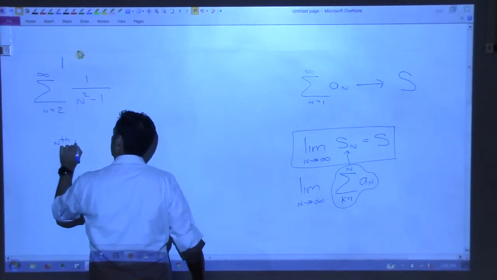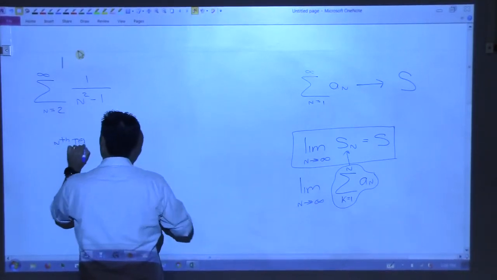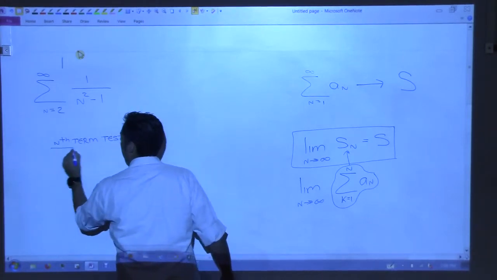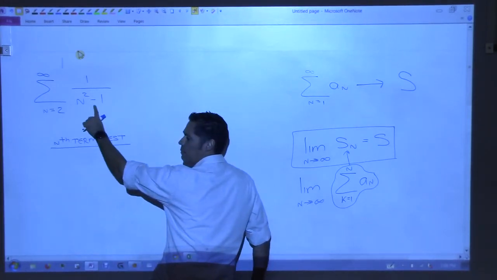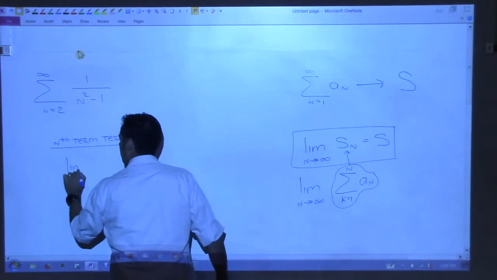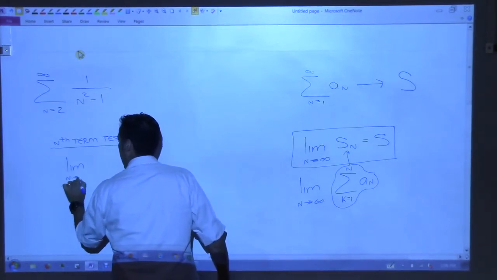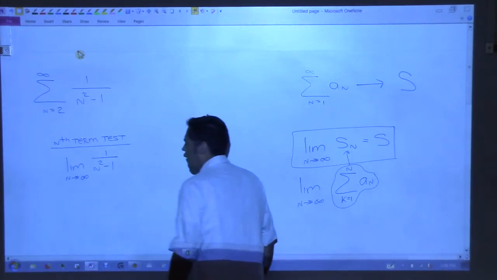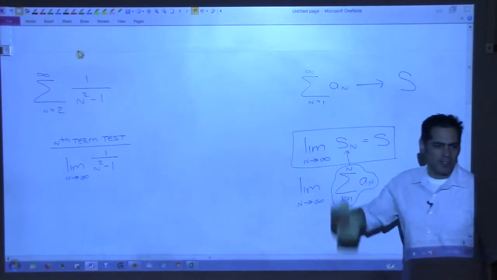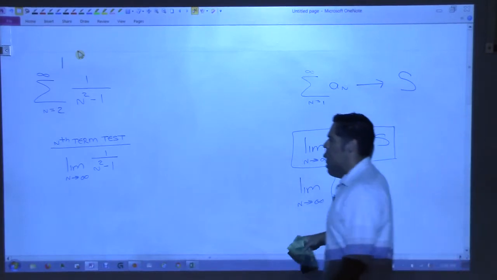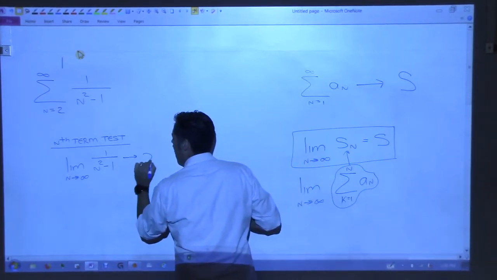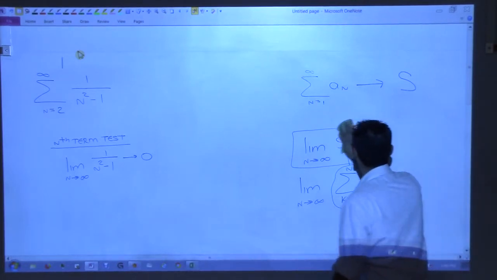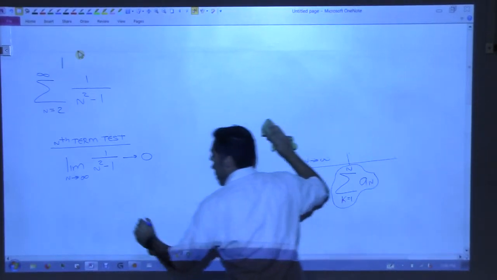Nth term test says we need to look at the sequence. The sequence is this piece, right? Take the limit as n goes to infinity of the sequence 1 over n squared minus 1. And what does that limit go to? 0, right? Fixed number over something that gets big, that goes to 0. So since that goes to 0, what does the nth term test tell us? Nothing, right? Okay, so the nth term test fails.